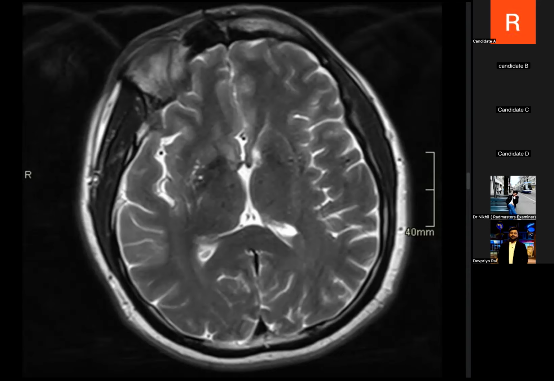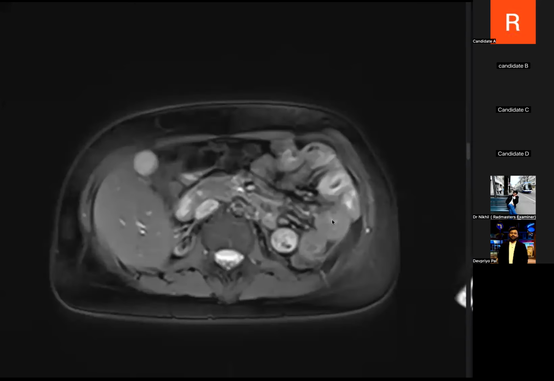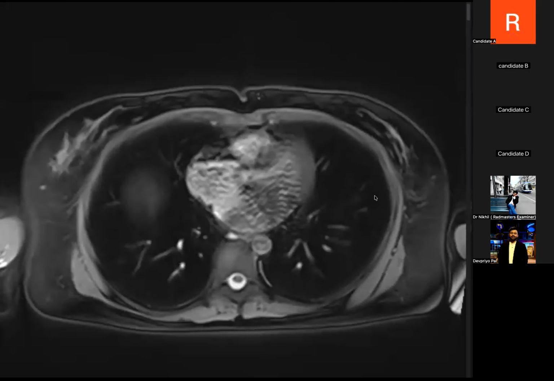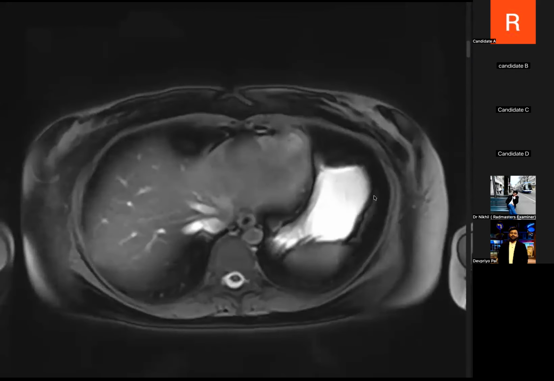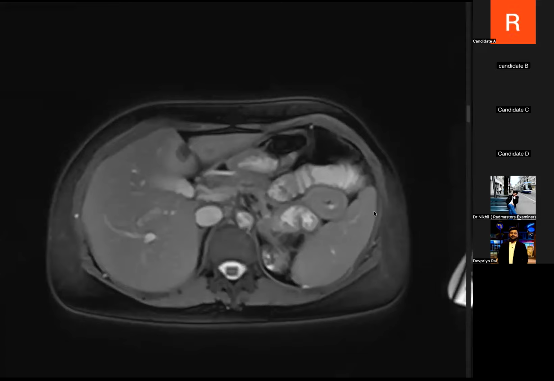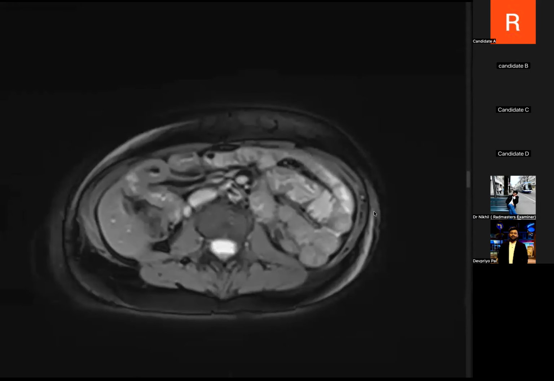Right. Okay. This is your third case. This patient presented with abdominal pain and weight loss. Okay. These are the MRI abdomen images, T2-weighted sequence, of a patient who presented with weight loss. I would quickly scroll through the images first.